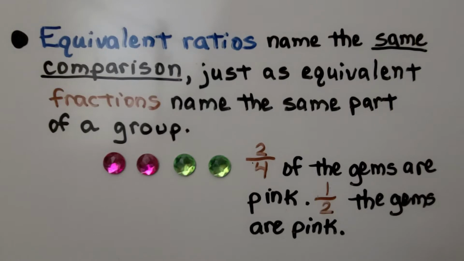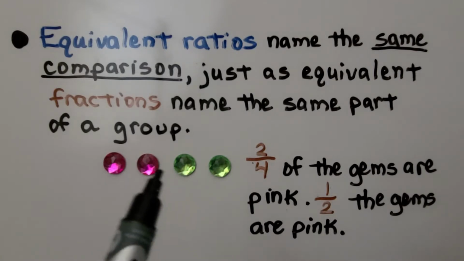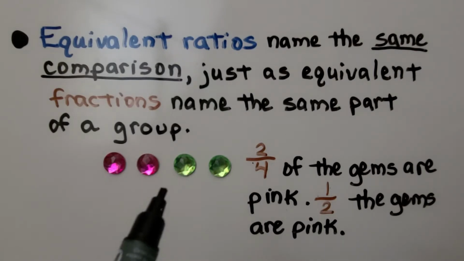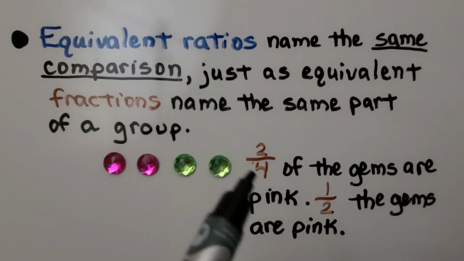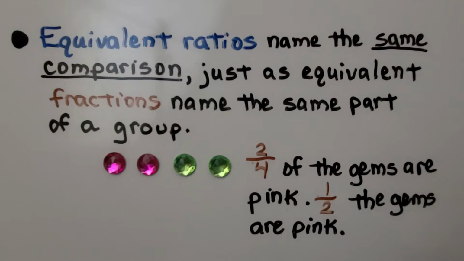And the numbers in a ratio are called terms. Equivalent ratios name the same comparison just as equivalent fractions name the same part of a group. We've got two pink gems, two green gems. 2 of the 4 gems are pink. 2/4 are pink. We can also say 1/2 of the gems are pink. 2/4 and 1/2 are equivalent fractions. They represent the same part of a group.